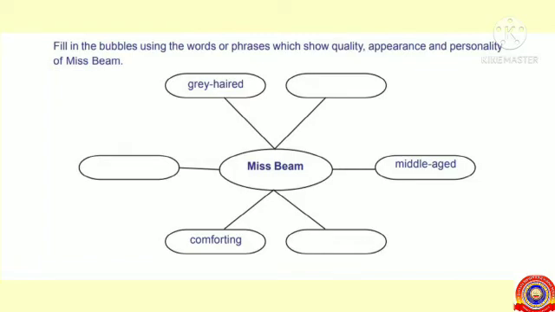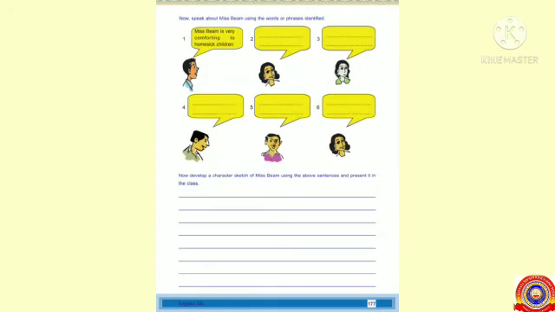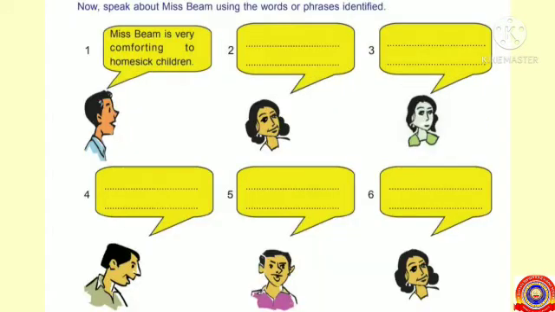Now all of you take page number 177. Now speak about Miss Beam using the words or phrases identified. So based on the diagram given in the previous page, you have to speak about Miss Beam. First one is given here. Miss Beam is very comforting to homesick children. Now all of you try to do the rest of it.